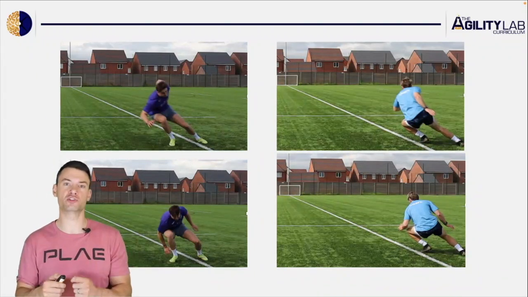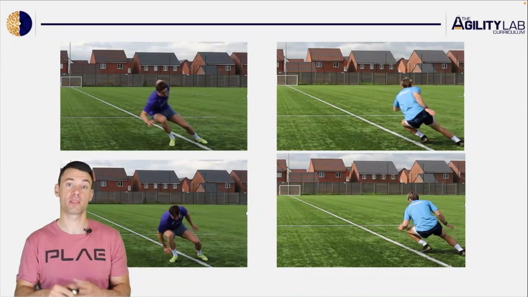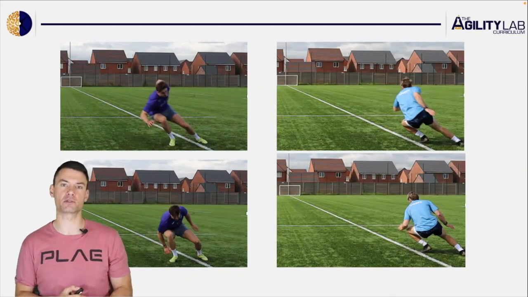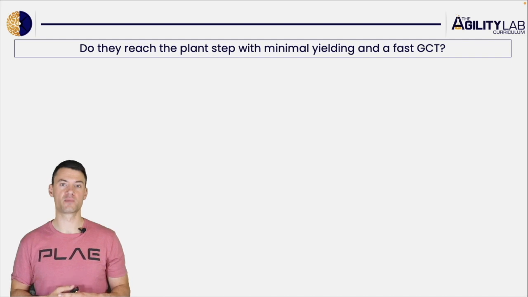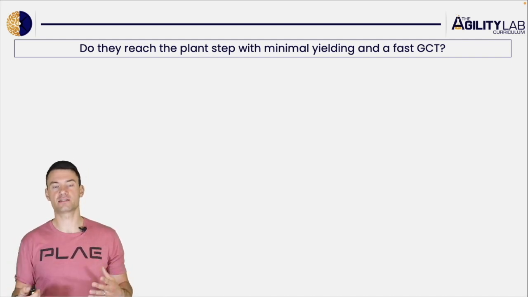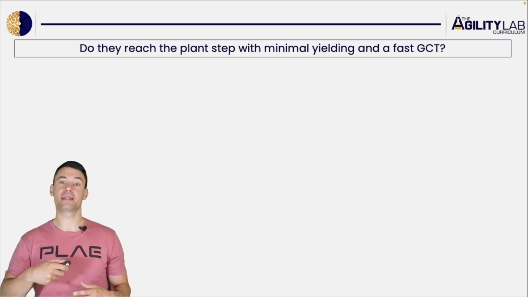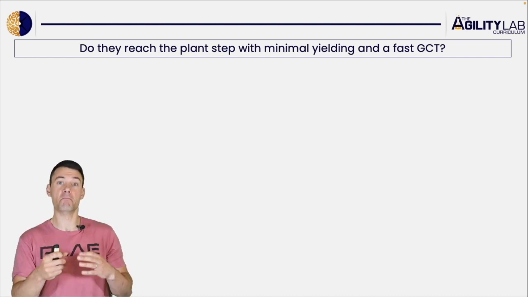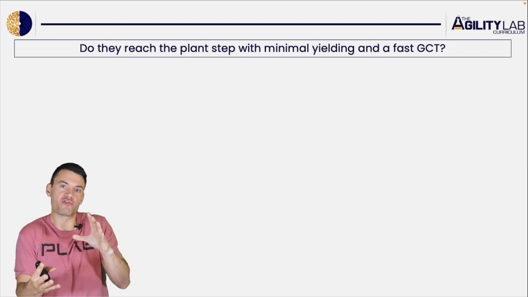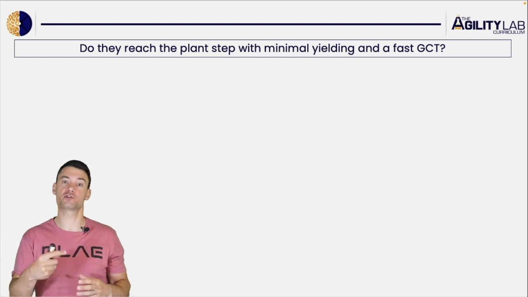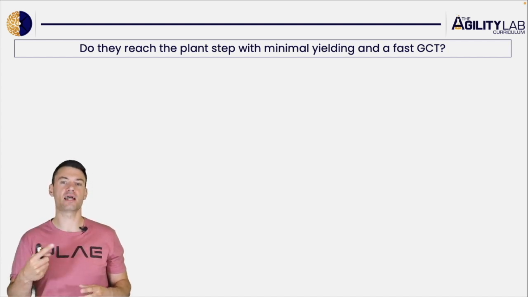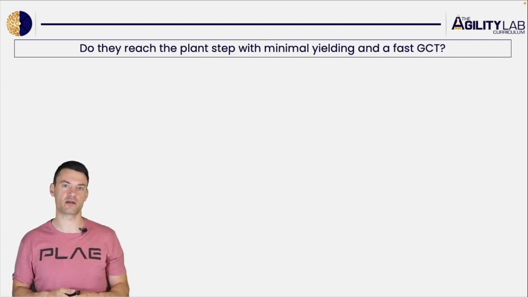Good work distribution controls velocity well enough so that when that plant step hits the ground, position is maintained and exit can be optimized. So I said with our analysis, we essentially want to work our way backwards. The first question we ask is, has the athlete got to the plant step, and is the plant step executed with minimal yielding, meaning minimal continued triple flexion and eccentric demand and minimal sway of the center of mass into the direction we don't want to move in, and has it been done with a relatively fast ground contact time?